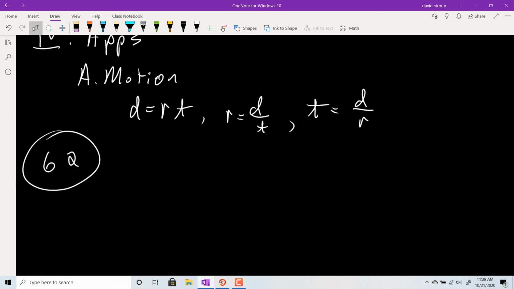So 62, when a plane flies with the wind, it can travel 4,200 miles in 6 hours. When the plane flies in the opposite direction against the wind, it takes 7 hours to fly the same distance. Find the average velocity of the plane in still air and the average velocity of the wind. Okay? So you read the last sentence and it tells you what you're after. It wants the speed of the plane in still air, so basically just the speed of the plane. And then it's going to want the speed of the wind.